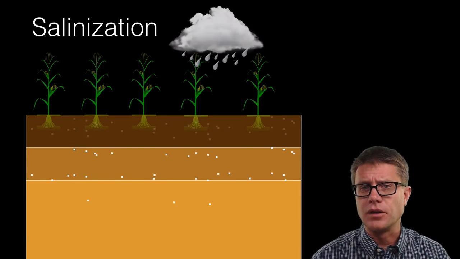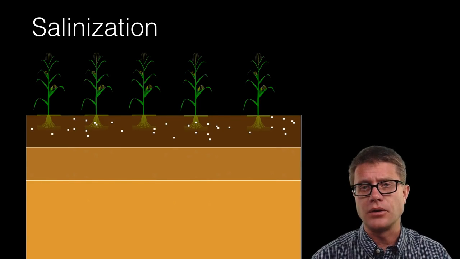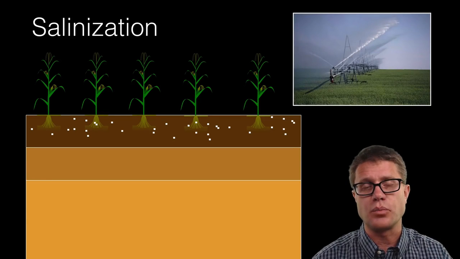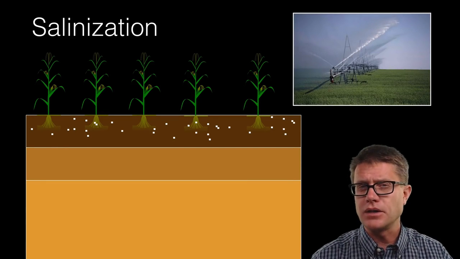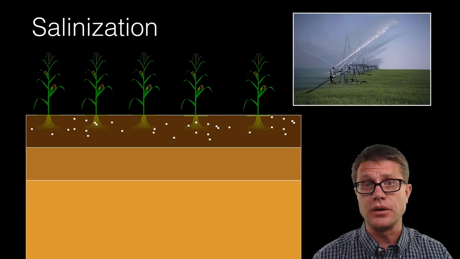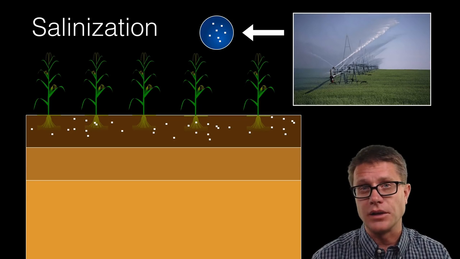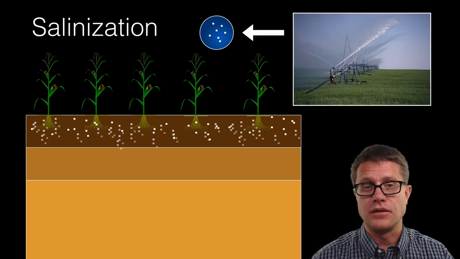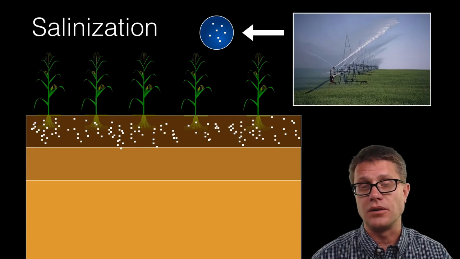Now, what's the problem if we start to irrigate? So now we're going to use irrigation and we're going to spray water on the crops. Where is that water coming from? It's not coming from the sky. It's coming from the soil itself. We're probably pumping it up. And so that means that those little droplets in the irrigation are going to have salts inside it. And so as that lands on the field, we're going to increase the salt levels to the point where we can't grow crops there anymore.